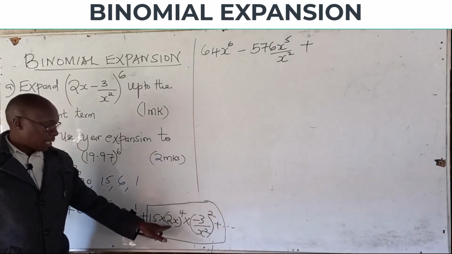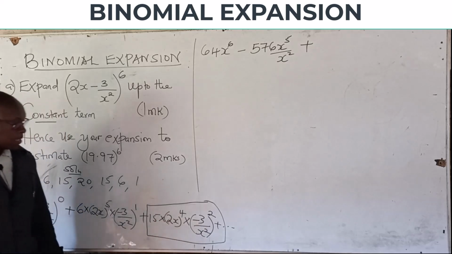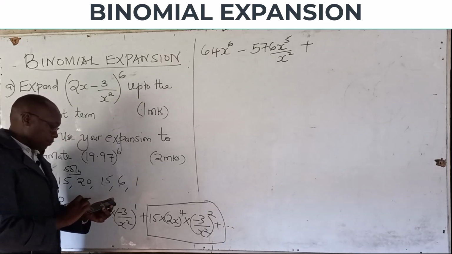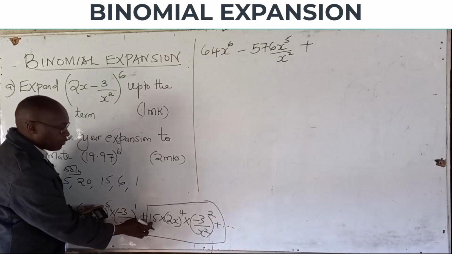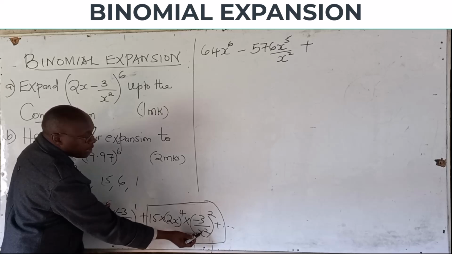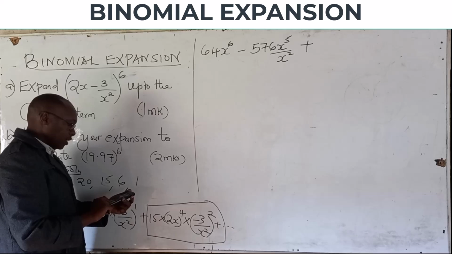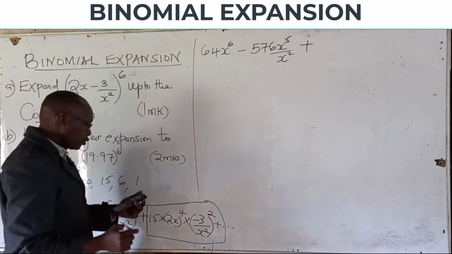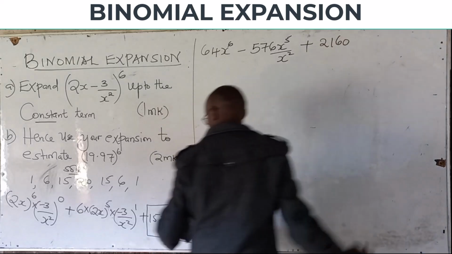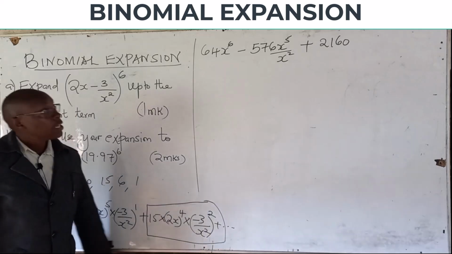15 multiplied by 2x raised to power 4. 2 raised to power 4 is 16. So 16 multiplied by 15. Then here you need to be very keen. -3 divided by x squared is squared. So -3 squared will be 9, +9. So that one will give 2160. When you multiply 15 multiplied by 2 raised to power 4, which is 16, times 9, you get 2160.